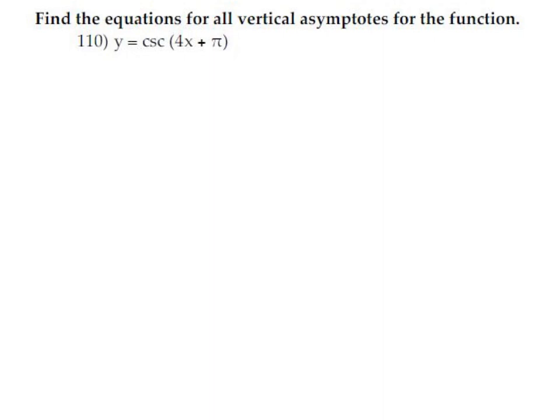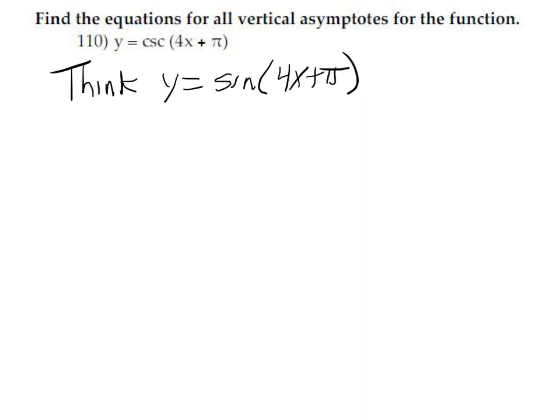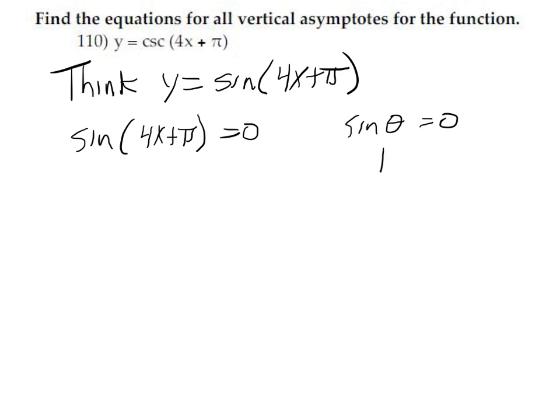Find the equations for all vertical asymptotes for the function y equals cosecant of 4x plus pi. Well, for cosecant, you want to think in terms of the sine. Now specifically, cosecant has an asymptote when sine equals 0. So we need to find when sine of 4x plus pi equals 0. Now, sine of theta equals 0 at k pi, where k is an integer.